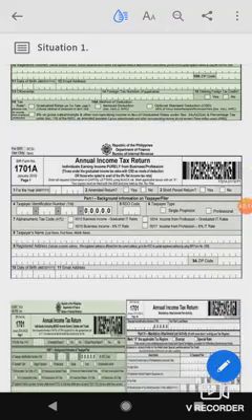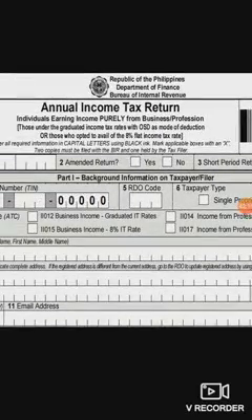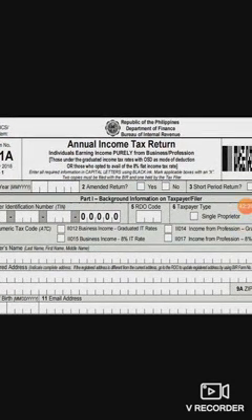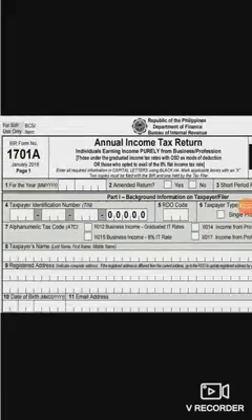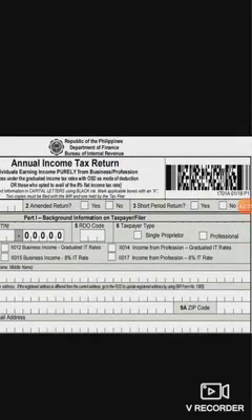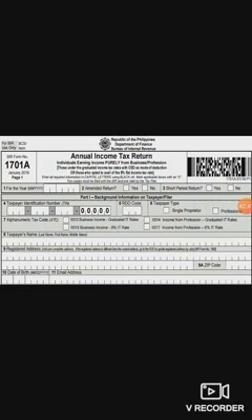So we have 1701A, annual income tax, the same, but the difference is only one payment is made every year, that is on every 15th of April. So this is for people who are either a single proprietor or a professional. So for tax type, the only 2 choices here are either single proprietor or professional, or both.